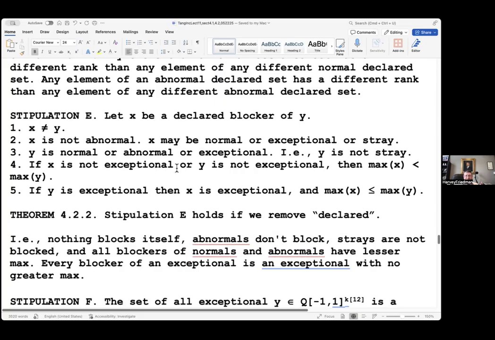If X is not exceptional or Y is not exceptional, that is, we're not in the fully exceptional world, then we do have max X less than max Y. And if Y is exceptional, then we also have that X is exceptional and max X is less than or equal to max Y. Actually, max X might be equal to max Y, in fact, but X can't be equal to Y because of this. Stipulation E holds if we remove the word declared. So this actually holds for blockers, not just declared blockers.